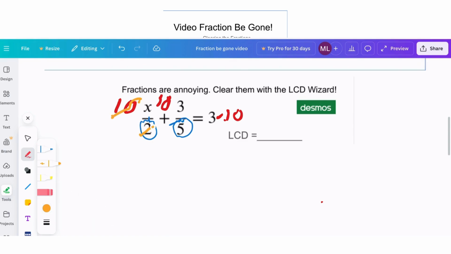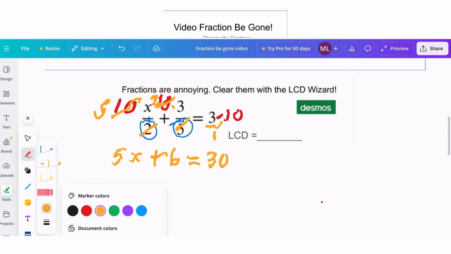So 10 divided by 2 is 5. And we get here 5x. 10 divided by 5 is 2. And 2 times 3 is 6. So that's 5x plus 6. And there is no denominator here, so we're just simply going to multiply on the right side of the equal sign, 3 times 10, which is 30.